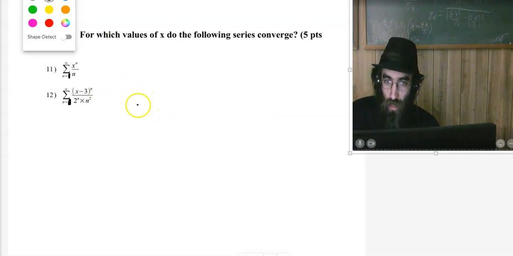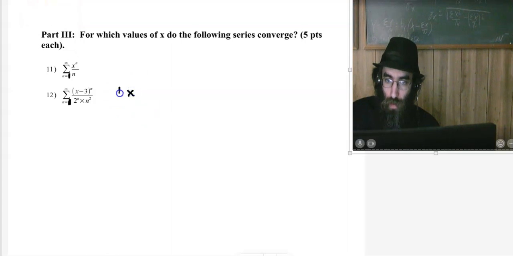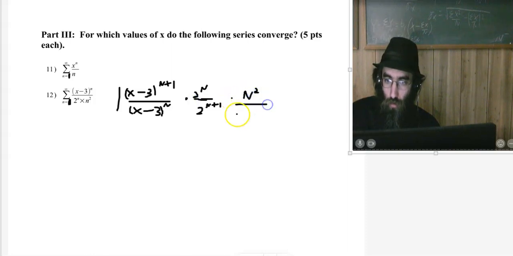Little ratio test again. Absolute value of x minus 3 to the n plus 1 over x minus 3 to the n times 2 to the n over 2 to the n plus 1 times n squared over n plus 1 squared. This has to be, or well, in the limit of large n, this has to be less than 1.